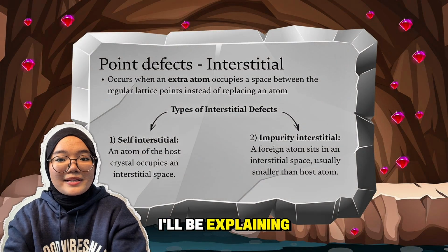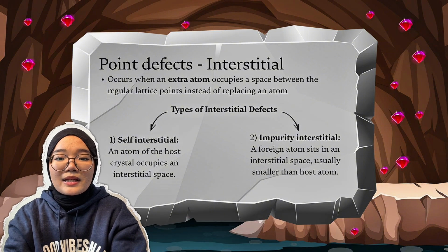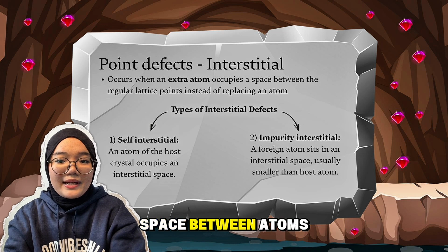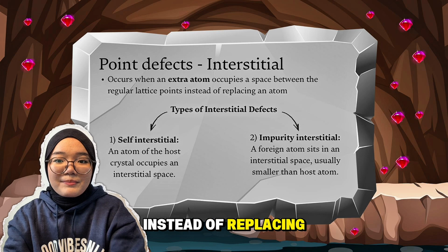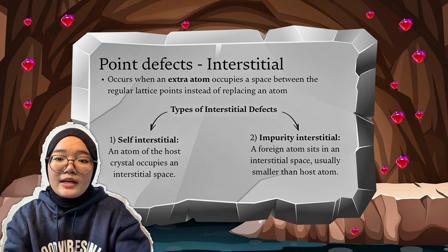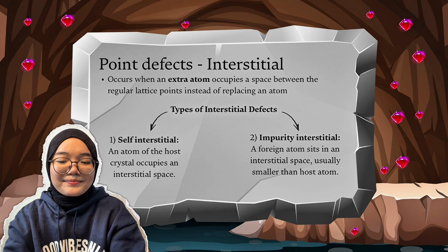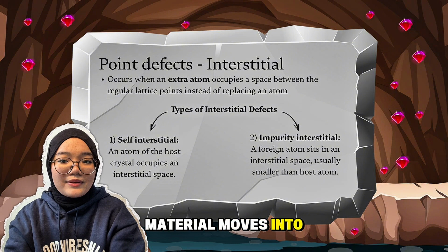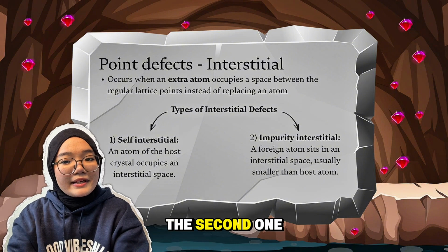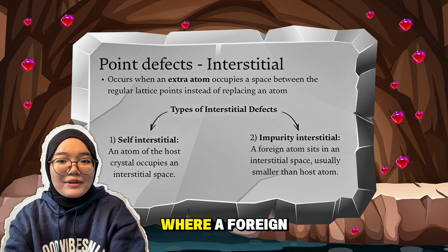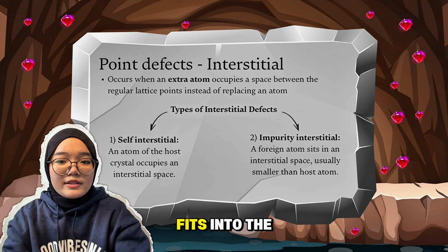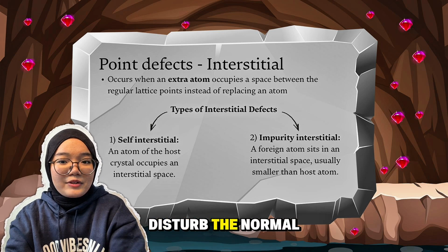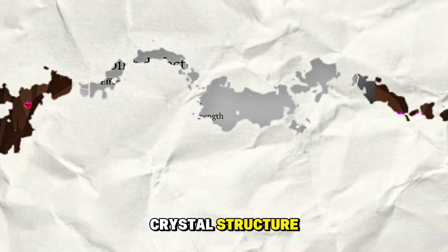For this slide, I will be explaining interstitial point defects. An interstitial defect happens when an extra atom goes into the space between atoms in the crystal lattice instead of replacing an existing atom. There are two types of interstitial defects. The first one is self-interstitial, where an atom from the same material moves into an interstitial space. The second one is impurity interstitial, where a foreign atom, usually smaller, fits into the empty space between the atoms. These interstitial atoms disturb the normal arrangement of the crystal structure.